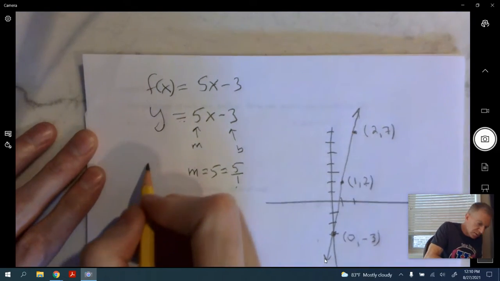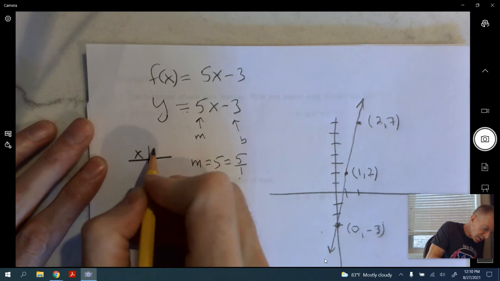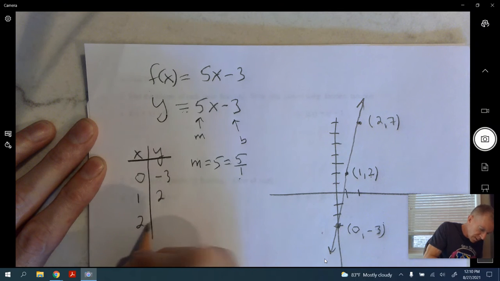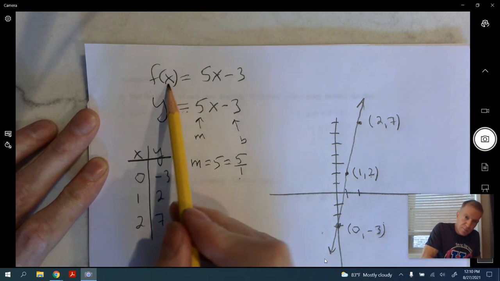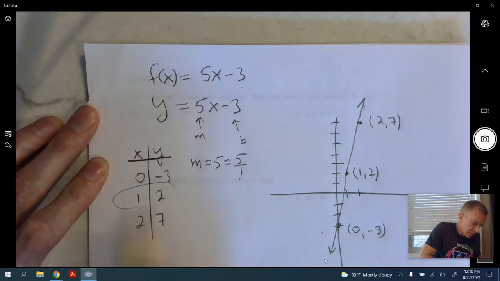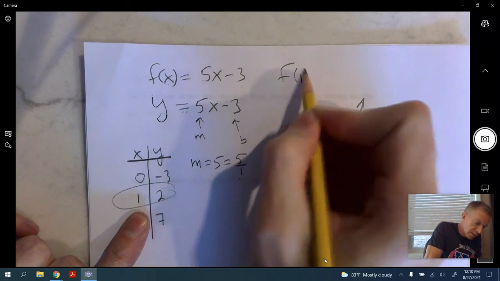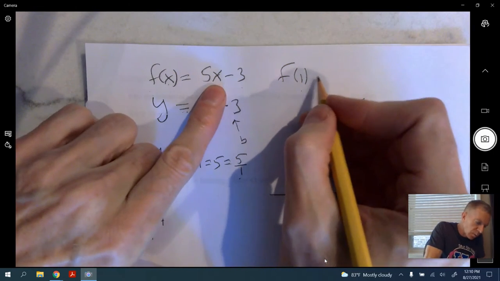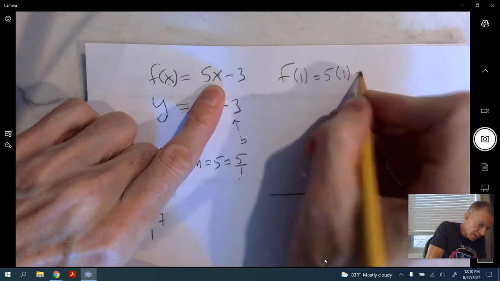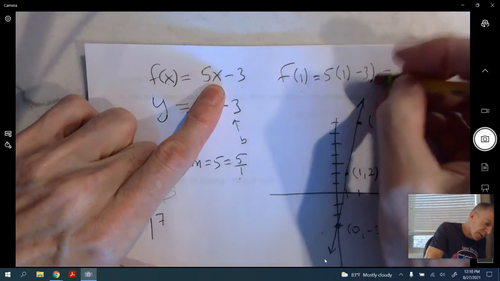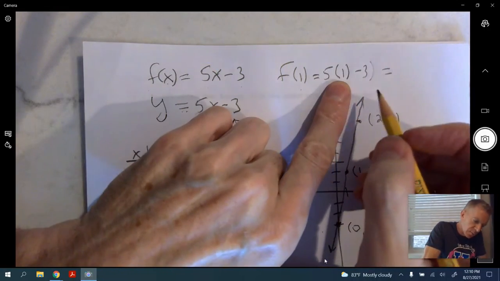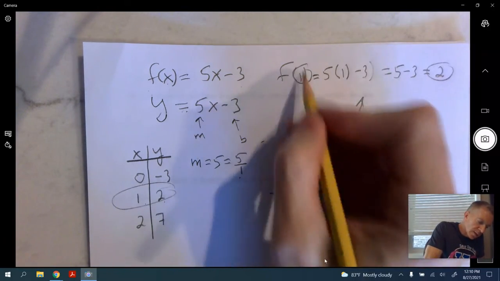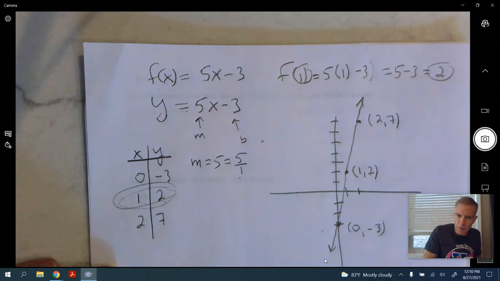If you were to make a table of values, we'll just put these three values in here: 0 comma negative 3, 1 comma 2, 2 comma 7. So a function, you put in an input and it spits out the output. For instance, if we look at this point, f of 1, that's our input, it should spit out a 2. Plugging in 1 for x, 5 times 1 minus 3. We do in fact get 5 minus 3, and we get 2. So when 1 is the input, 2 is the output. That gives us the ordered pair 1 comma 2.